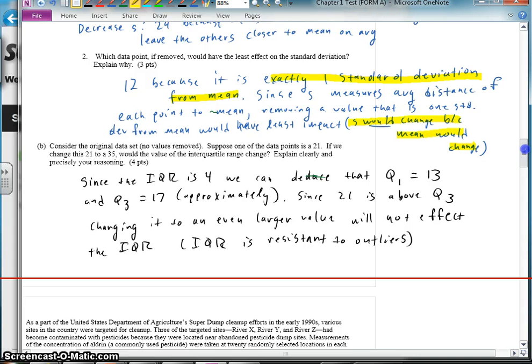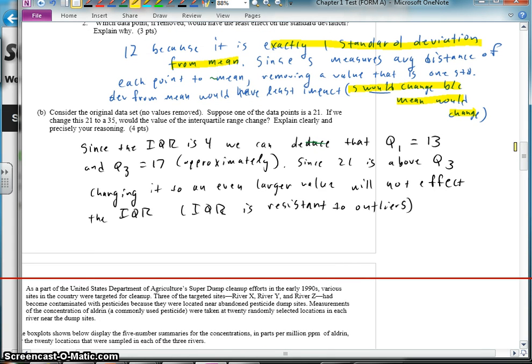Okay? All right. B said if we have the original data set, one of the points is a 21, we remove it, or not, sorry, we don't remove it. We change it from a 21 to a 35. Would the value of the IQR change? Well, IQR is resistant to outliers. That's true, and perhaps 35 is an outlier. But what's more important is that this 21 that we're changing is bigger than Q3. It's outside of the IQR.